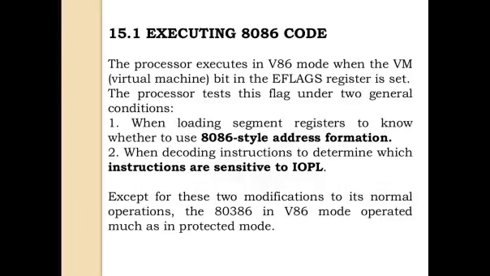First, when loading segment registers, to know whether to use 8086-style address formation, and second, when decoding instructions, to determine which instructions are sensitive to IOPL. So in these two cases it will check the VM bit, and if it is 1, then it will switch to the 8086 mode. Except for these two modifications to its normal operation, 80386 in virtual 86 mode operates much as in protected mode. So there is no difference in the working of the 80386 as compared to protected mode and when it switches to real mode.